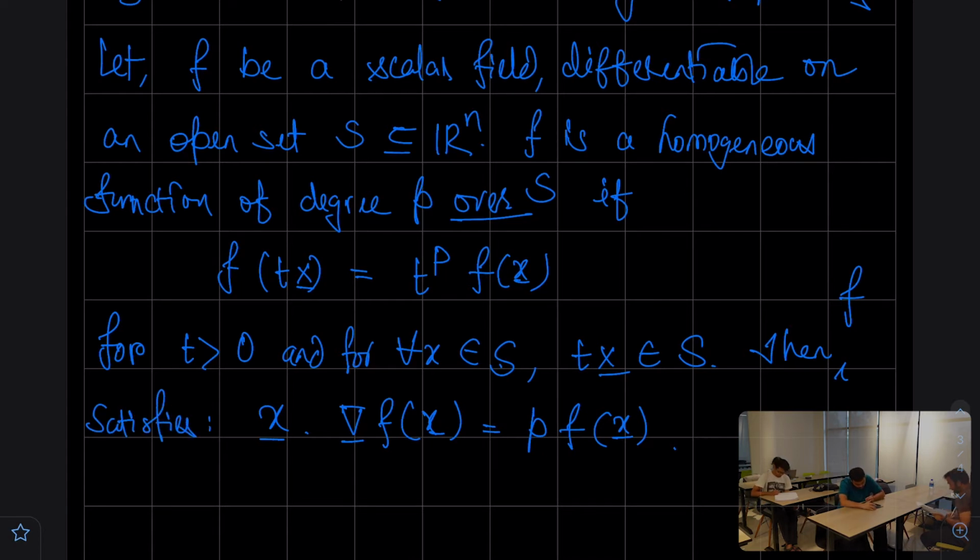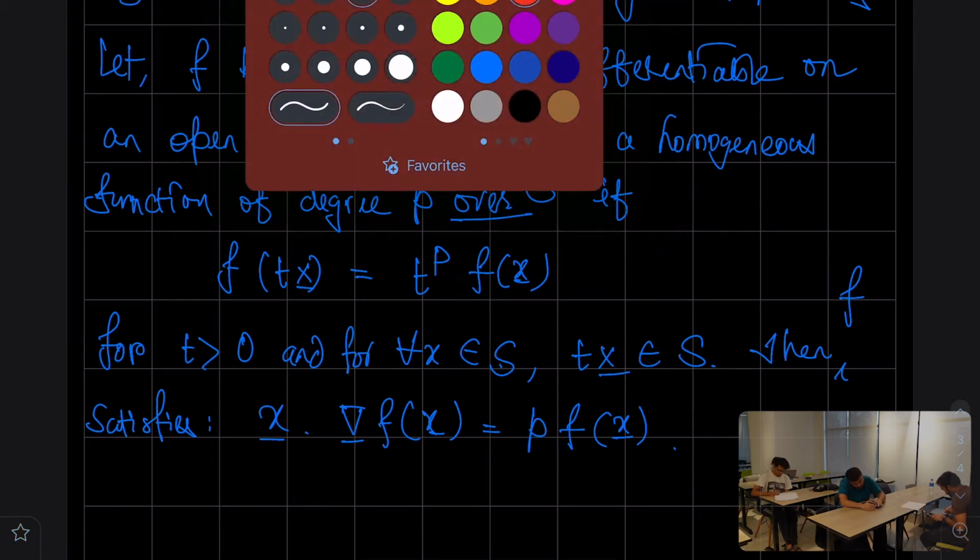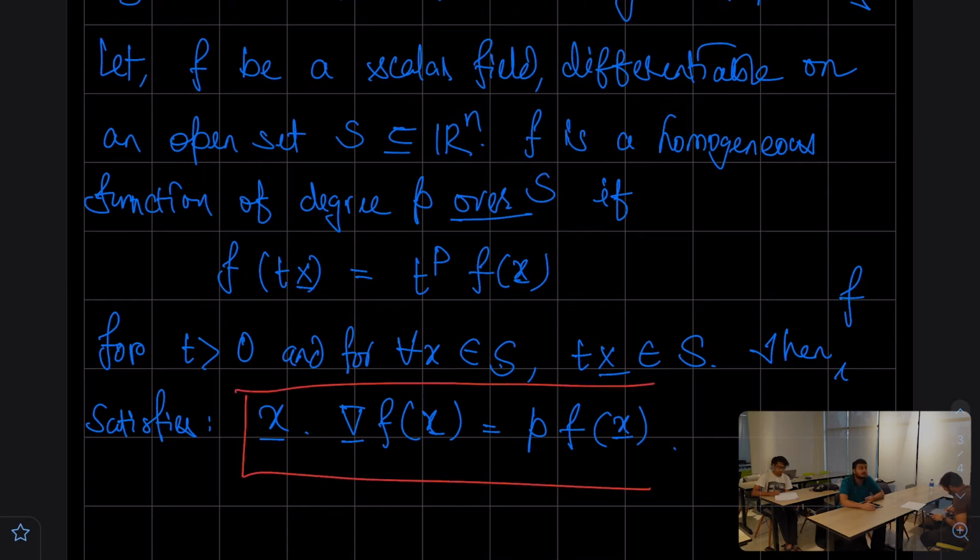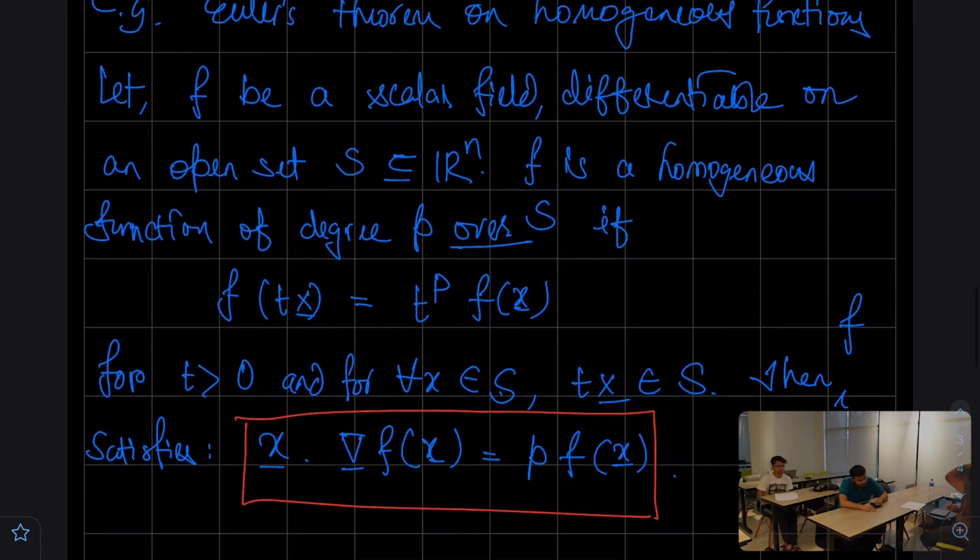D V P. Yes, just a multiplier. Dot product? No, p just multiplies. Dot product on the left side, yes. x dot. Yeah. He was talking about p, which is just a constant. P is just a real number. It's not an exponent, it's just a multiplier. In this case, yeah, but it's the exponent of the function, the exponent of the scale factor t in the homogeneous function.